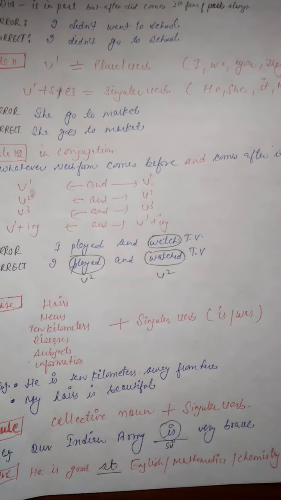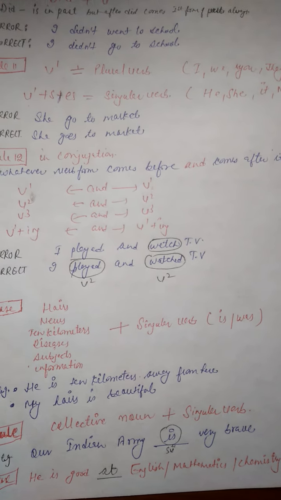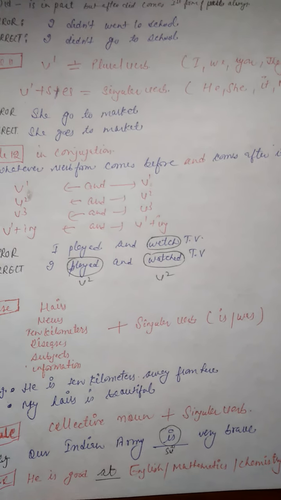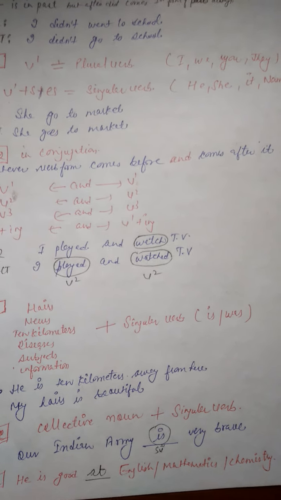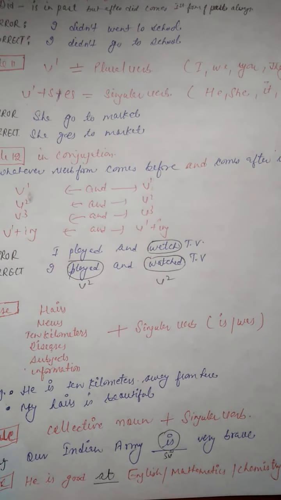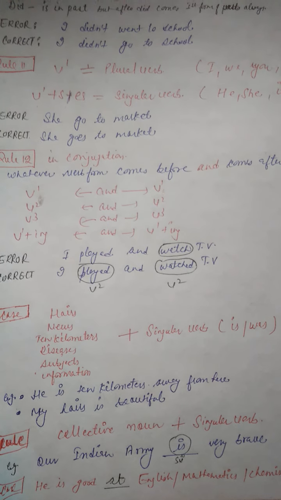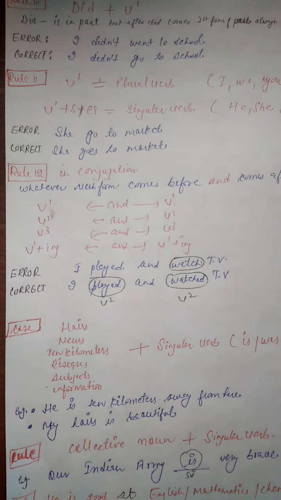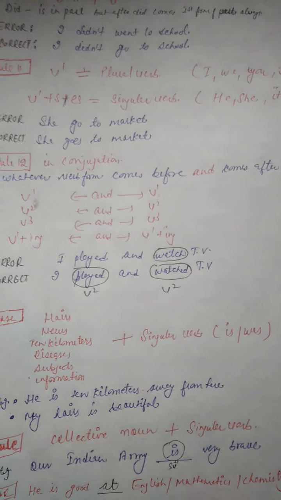No, it isn't singular. Singular means he, she, it. When they are talking about he, she, it, that means they are talking about singular verb. And when they are talking about I, we, you, they, they are talking about plural verb. So, she goes to market. They are saying here she. She is singular. From the rule we come to know.